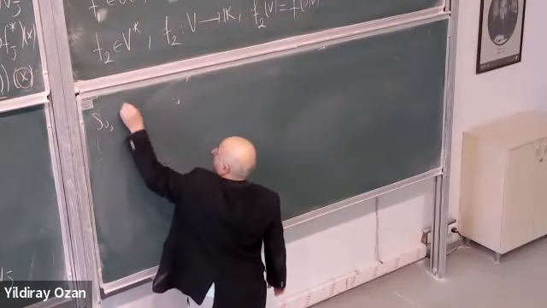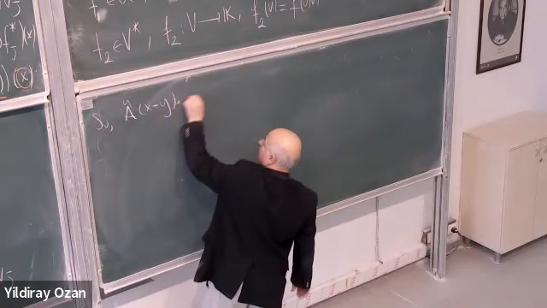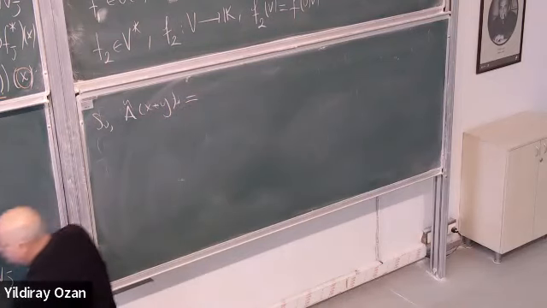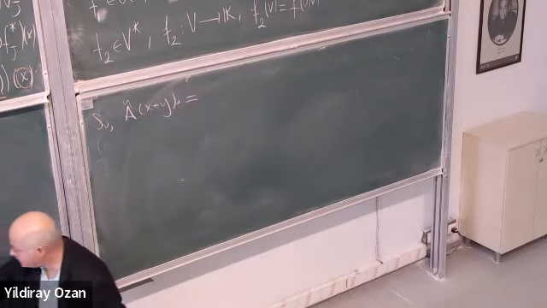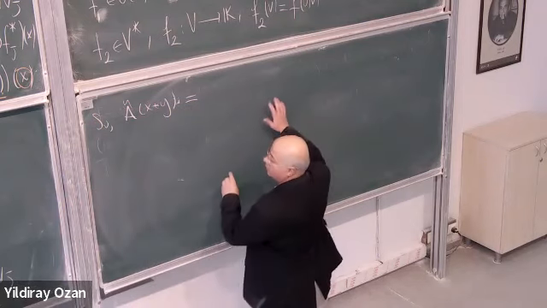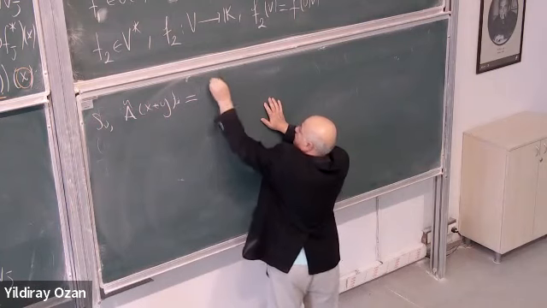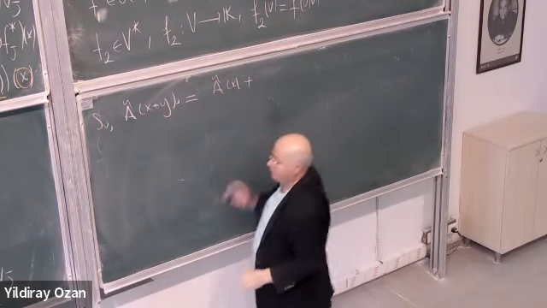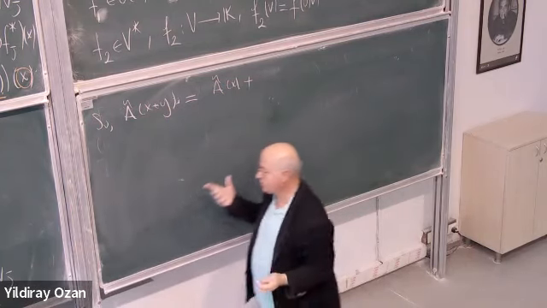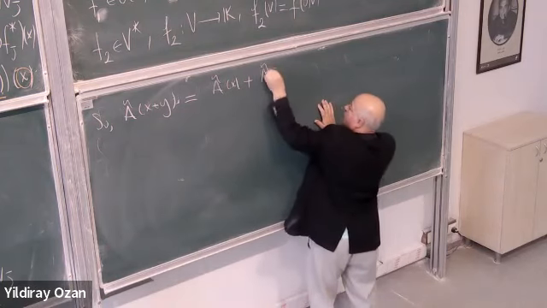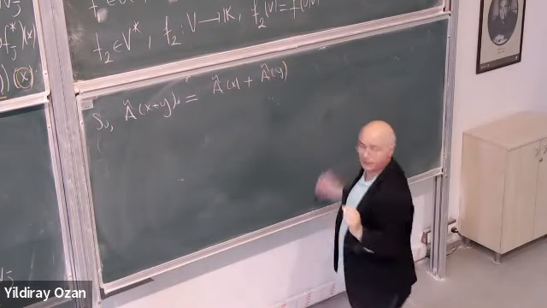So A hat of X plus Y is equal to this guy plus this guy. But what is this? This is just A hat of X. And what is this one? Well, this is just A hat of Y. So we are done.